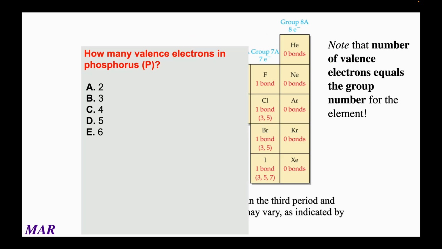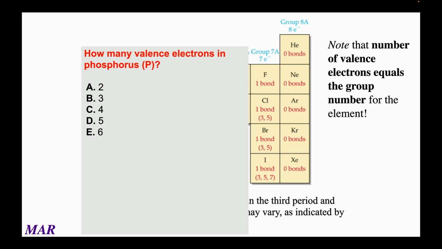It says, how many valence electrons in phosphorus, which is P on the periodic table? Now, phosphorus is number 15 on the periodic table. And by the way, I do recommend that you have a periodic table in front of you. You can get a good one at mhchem.org/pertab, P-E-R-T-A-B. If you can't find it on the web, I'll find one for you. But anyway, phosphorus has 15 electrons, but remember, not all of those are going to be involved in bonding. We're only looking for the valence electrons, the ones that are involved in bonding.